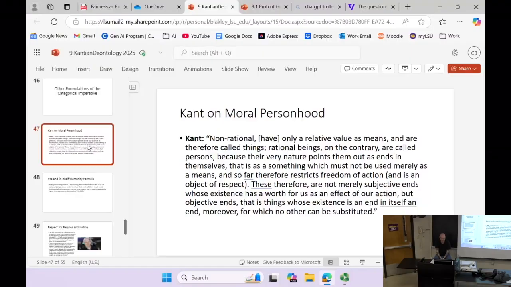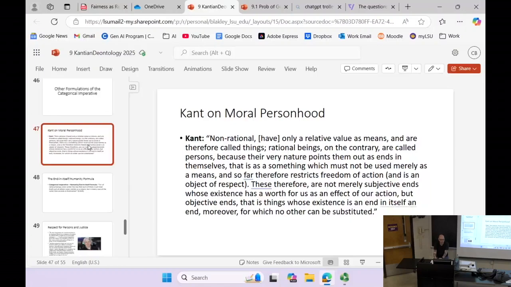The non-rational have only a relative value as means. My pen is a non-rational being. My pen has value so long as it's able to do what? Right, so it's use value only. Remember, one of our big problems with contractarianism was accounting for the intrinsic value of individuals. Well, here's Kant trying to build a theory around that from the jump, right? So he says the non-rational have only a relative value as means and are therefore called things. Rational beings, on the contrary, are called persons because their very nature points them out as ends in themselves, that is, as something which must not be used merely as a means.